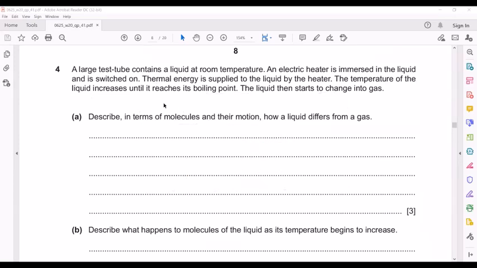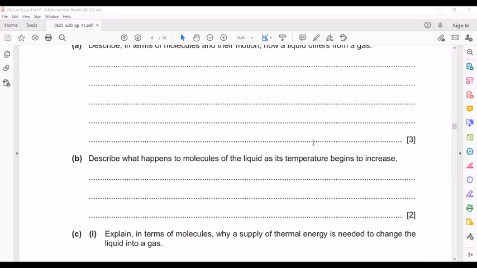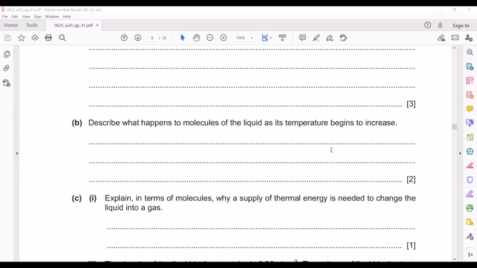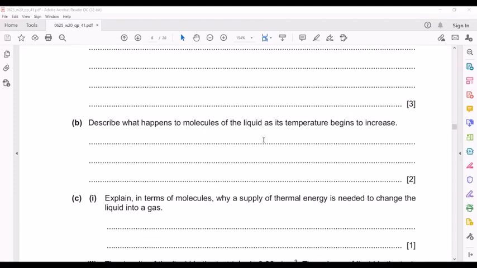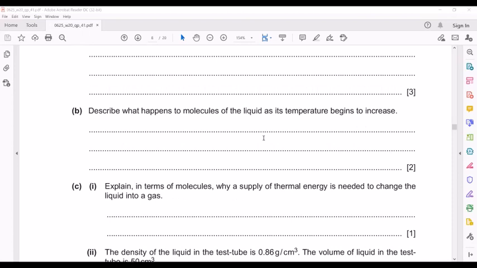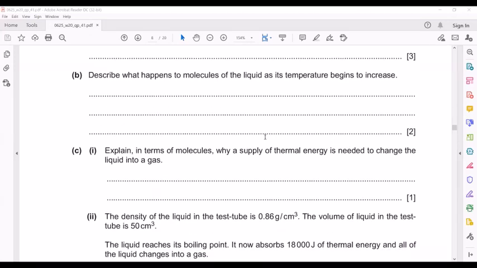Molecule is a specific term which is used for a group of atoms, but particle is a general term which can be used for atoms, for ions, for a group of atoms. So particle is a general term which can be used at any place. For an atom, I can say particle. For a molecule, I can say particle. For a cluster or group of atoms, I can also say particle. But molecule is specifically used for a group of atoms.